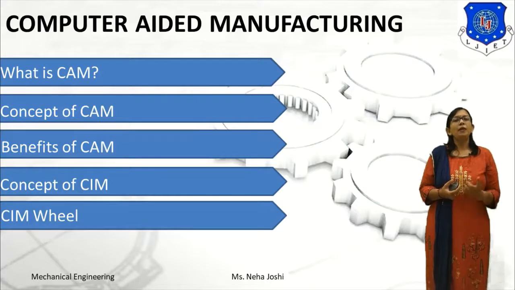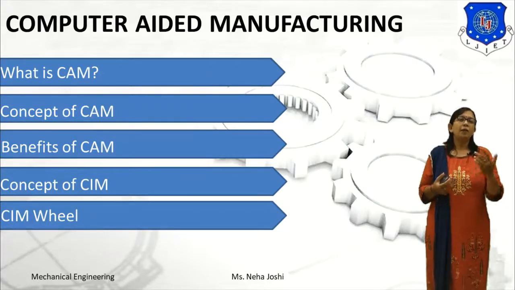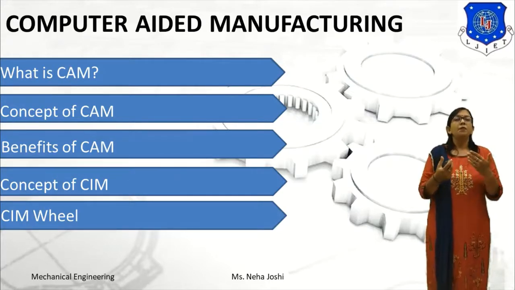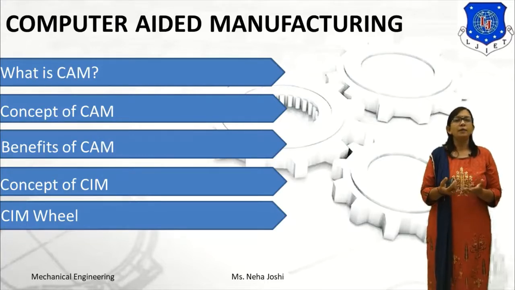We will cover topics in this chapter like what is CAM, concept of CAM, benefits of CAM, then concept of CIM, which is also known as computer integrated manufacturing. What is CIM? Computer integrated manufacturing is the complete integration and automation of all functions of the factory like design, manufacturing, planning and control, and business function.